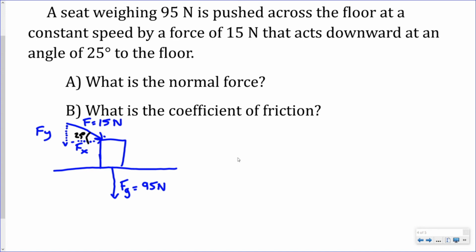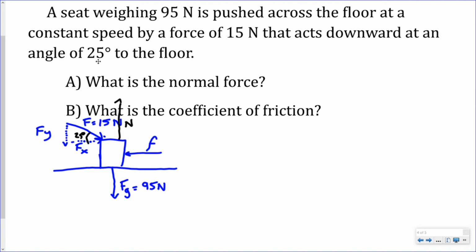Okay, do we have any other forces? Of course we do. We have the force of friction opposing this. And I've not left myself a lot of room here, but we also have the normal force here. So let's do N for normal. Okay, I think we've got all of our forces on here.